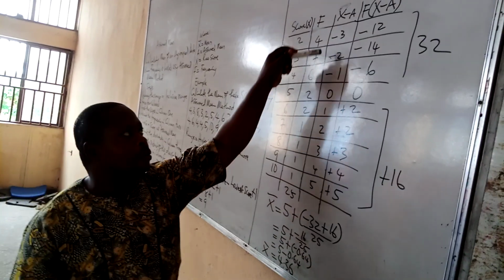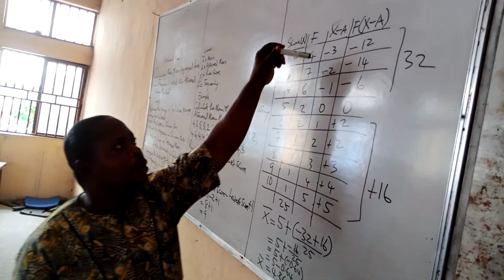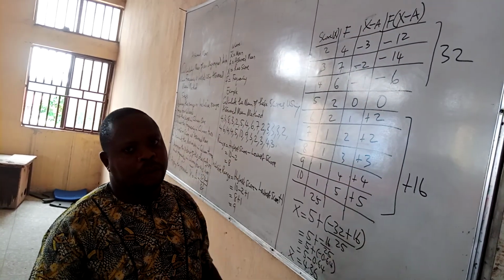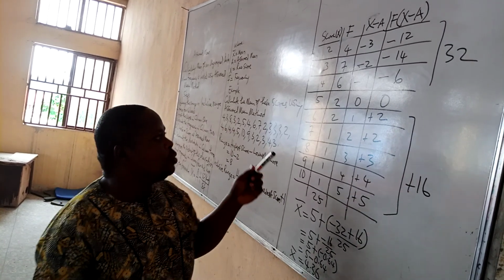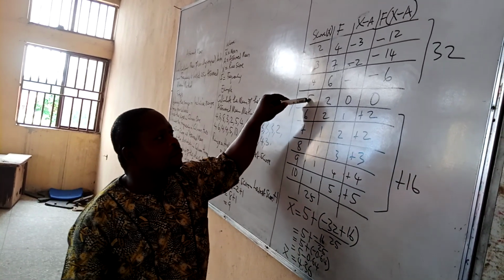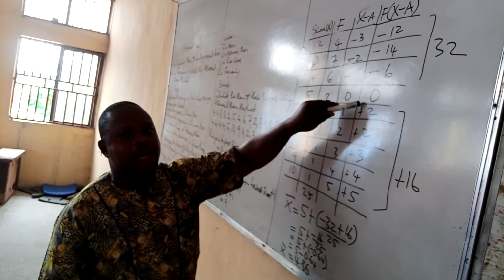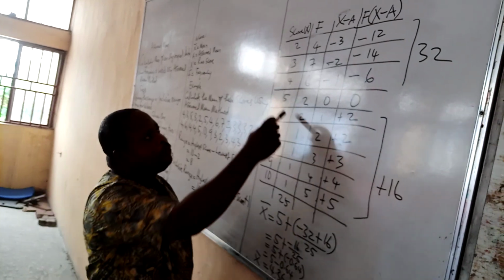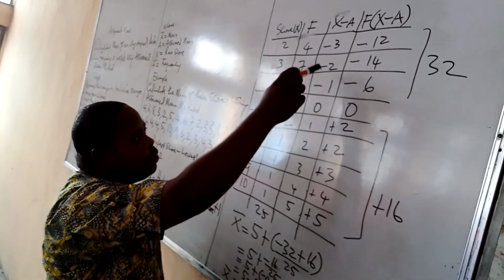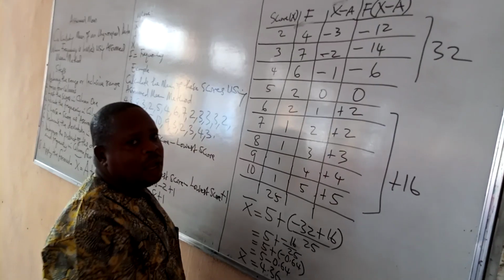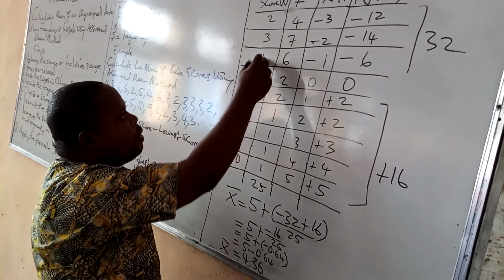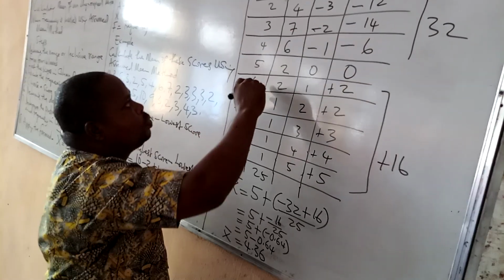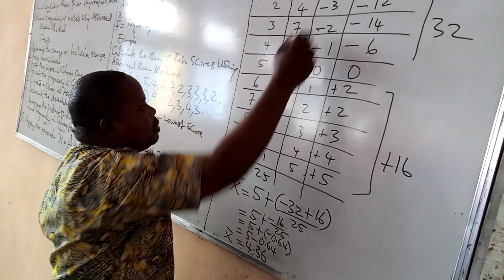Now in column 3, you indicate the deviation from the assumed mean. First, we pick a score as the assumed mean, and this score 5 is chosen here as the assumed mean. And so for the deviation, it will have 0, because 5 minus 5 gives 0. Then 4 minus 5 gives minus 1. 3 minus 5 gives minus 2. 2 minus 5 gives minus 3.